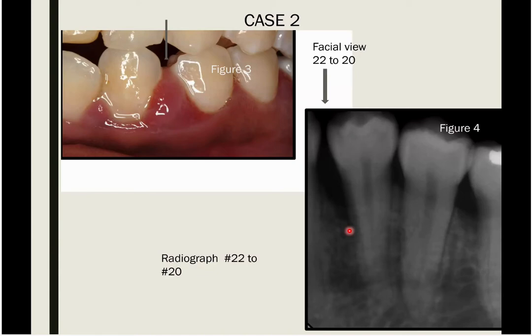And then how would we treat this? Well, the first step would be to at least scale and root plane and try to get out the etiology. And you'd have to do that with getting the patient numb and getting the patient's home care back in order. And then subsequent to that, this bony defect would certainly be one that you would consider for periodontal regeneration. So you could use a barrier membrane in combination with the bone graft would all be acceptable here after you've done initial therapy and gotten home care under control.